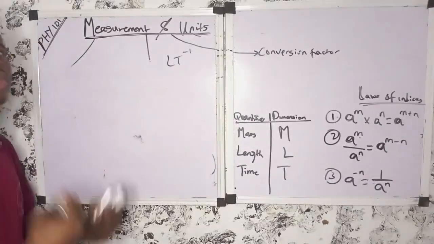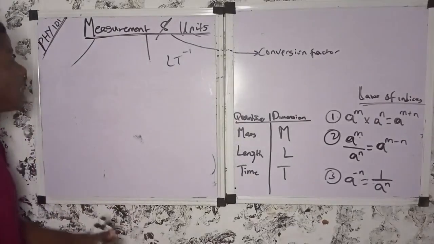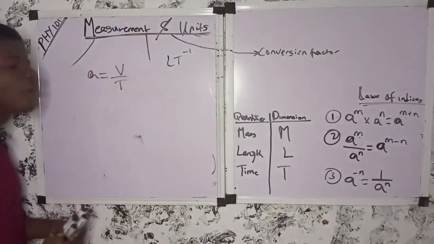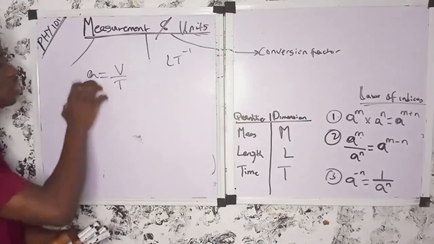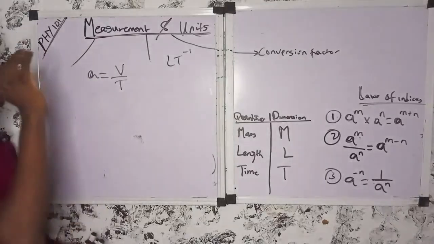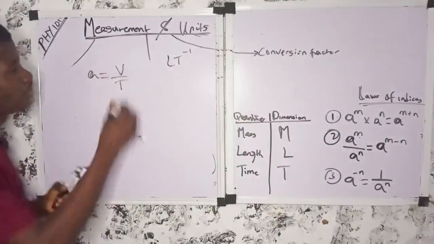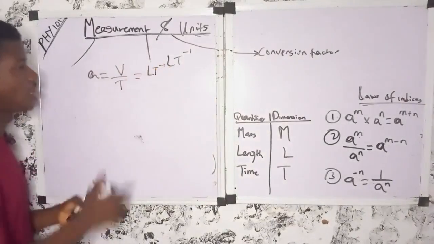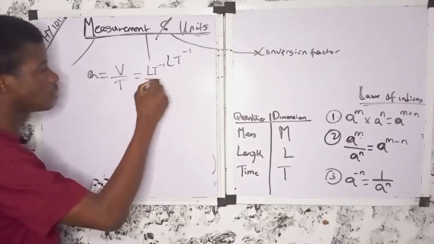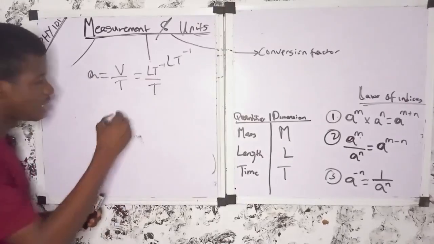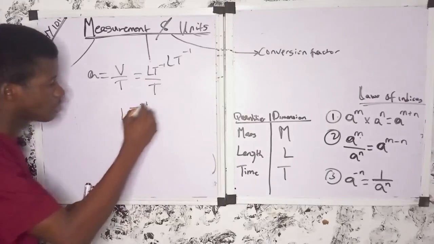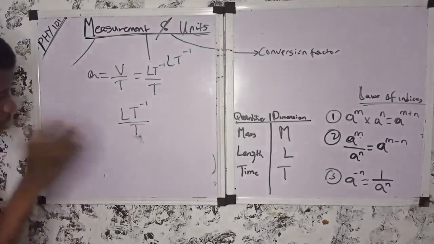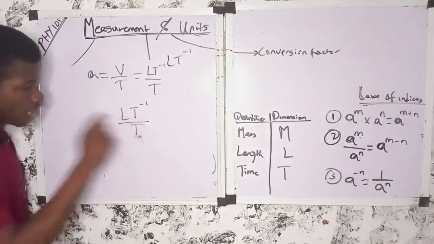Now at first you need to know the formula of the quantity. Acceleration is equal to velocity over time. Now we look for the dimension of acceleration. What is the dimension of velocity? It is L T raised to power minus 1, right? Yes. The dimension of time is capital letter T. So we arrive at L T raised to power minus 1 all over T.